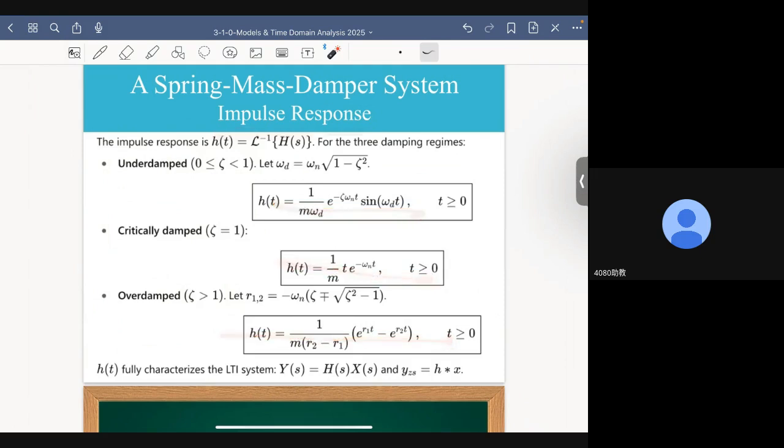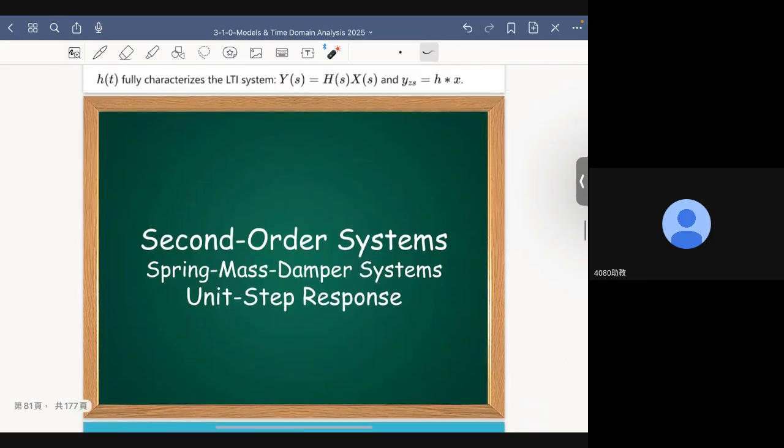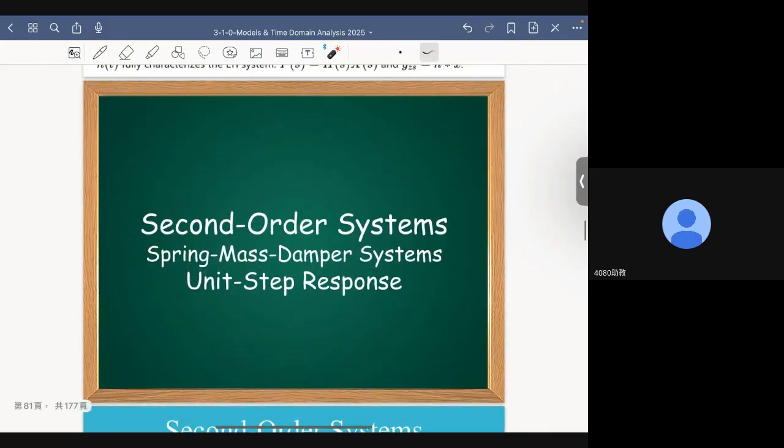I will not go through the mathematical details to tell you how we get these representations or these mathematical results, okay? You can use the Laplace transform to find these results. No big deal, all right?